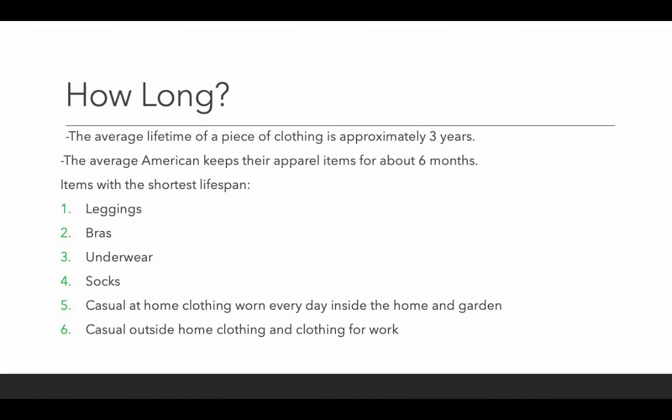So leggings, bras, underwear, socks, these are things that tend to have the shortest lifespan. So keep that in mind. That's why you see really cheap leggings. People wear them a couple of times and they get rid of them. The elasticity goes away. It loses shape as you wash it, and boom, it's done. Unless you get some really expensive ones.